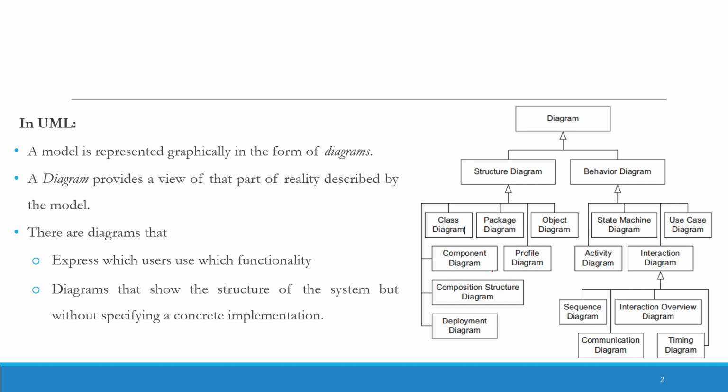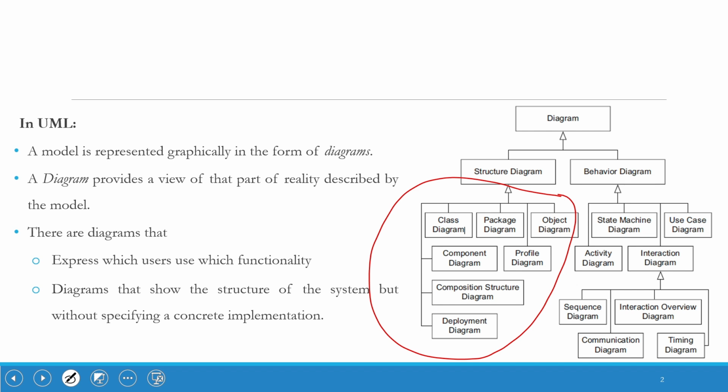So this is the basic division. The class diagram, the package diagram, the object diagram, the profile, the component and composite structure diagram, and the deployment diagram inherit some features of the structure diagram, but they have their own identities. Whereas among the behavioral diagrams, the state machine, the use case, the activity, and the interaction diagram inherit something from the behavior, or they represent the dynamic aspects of the system.